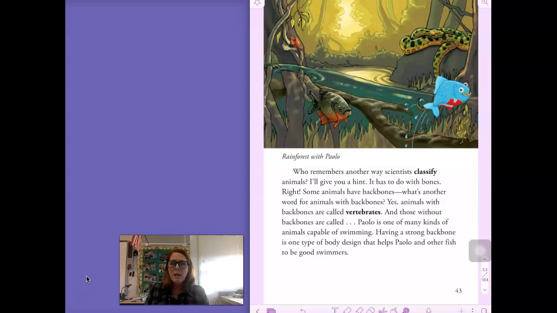Who remembers another way scientists classify animals? I'll give you a hint. It also has to do with bones. Right. Some animals have backbones. What's another word for animals with backbones? Yes. Animals with backbones are called vertebrates, and those without backbones are called... It's an invertebrate. Paolo is one of many kinds of animals capable of swimming. Having a strong backbone is one type of body design that helps Paolo and other fish to be good swimmers.